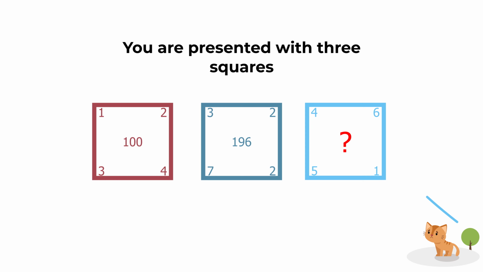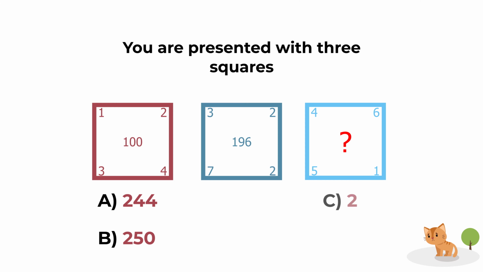And light blue square has numbers 4, 6, 1, and 5 in the corners, and the number in the middle in this square is missing. You have 4 different choices to calculate the missing number. Choice A, 244. Choice B, 250. Choice C, 256. And choice D, 262.